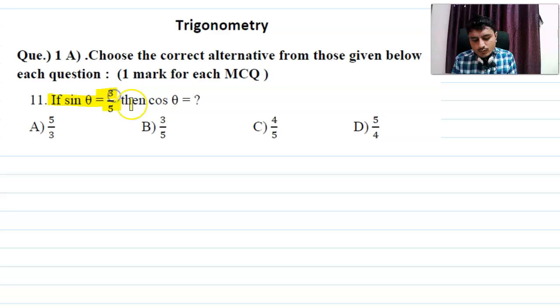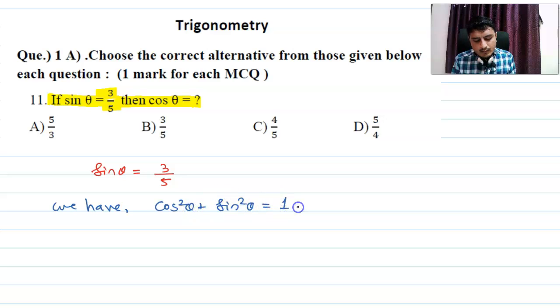If sin theta equals 3 by 5, then cos theta equals what? We are given that sin theta is 3 divided by 5, and we have the trigonometric identity cos square theta plus sin square theta equals 1. Replace sin theta by its value 3 by 5. Squaring, sin square theta is 3 by 5 the whole square, so 3 by 5 the whole square plus cos square theta equals 1.